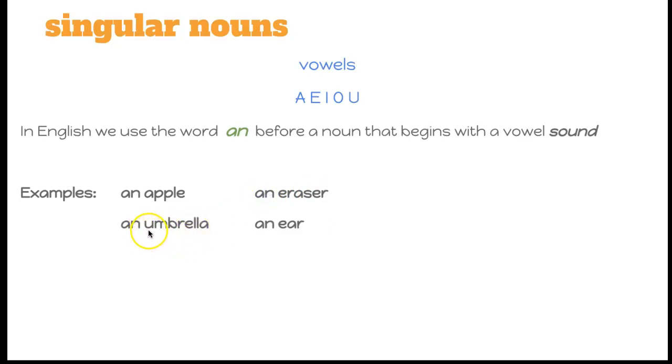Umbrella starts with a vowel, the letter U, so we use an. And the last example, ear, starts with an E, so we use the word an. Something that is very important to note is that we do not use an with names. So the person's name, Anna, or the name of a country, Angola. We do not use an. We do not use any article.